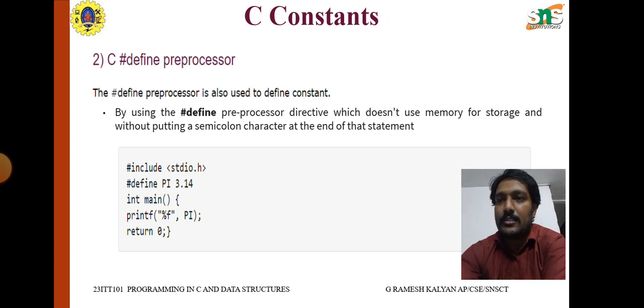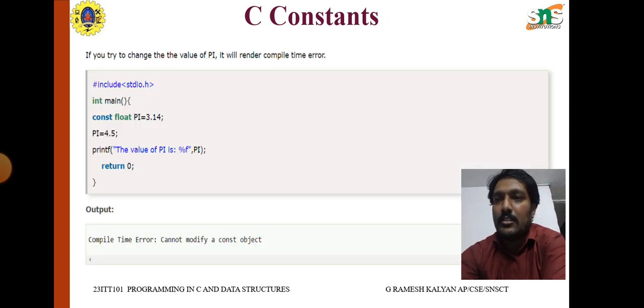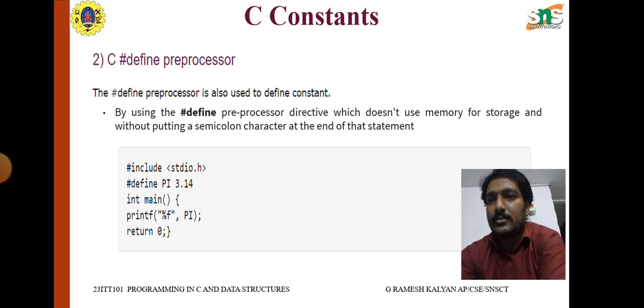The second one is using the hash define preprocessor. It is a preprocessor directive which doesn't use memory for storage, and we do not put a semicolon at the end of the statement. We can see this: hash define PI 3.14. This is the same as the previous one, using the const keyword for defining the constant.